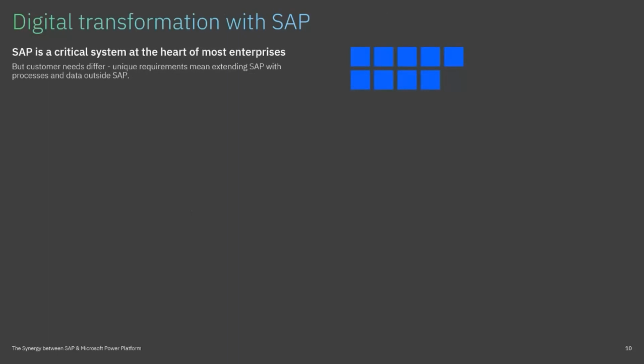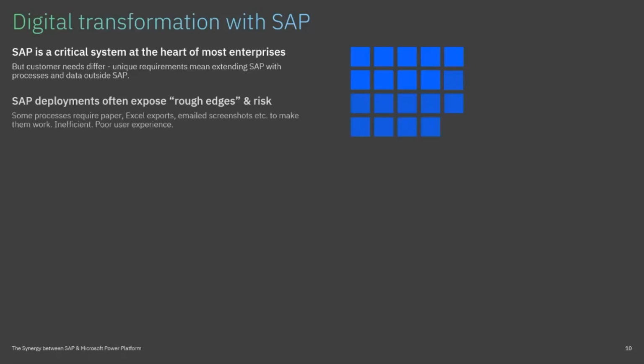As you can see here, SAP is a critical system. It's at the heart of most enterprises. In fact, you might have three or four other enterprise applications that make up the core systems of record that you have in your organization. And sometimes you need it to do more than just what you get out of the box.